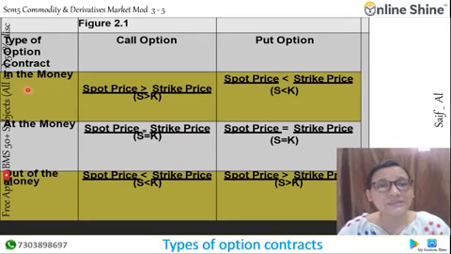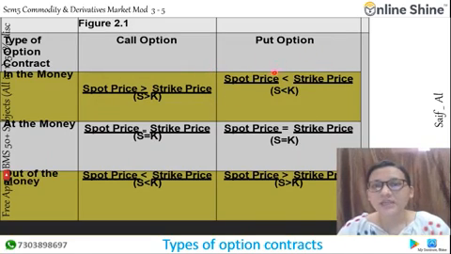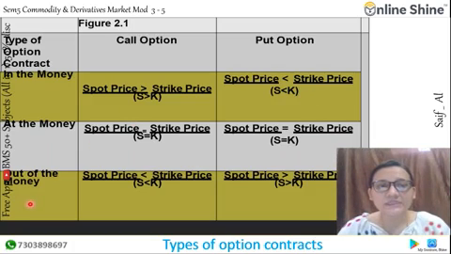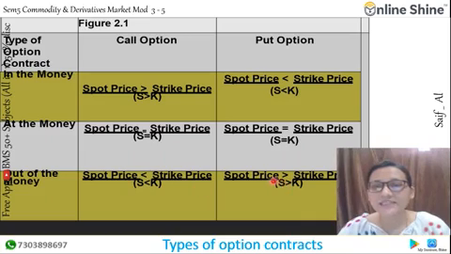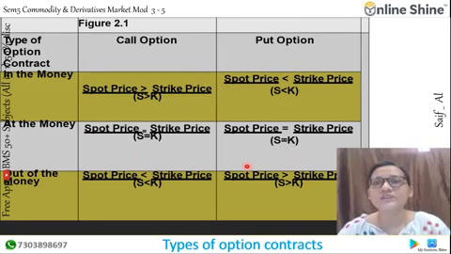But in the money, in the call option, the spot price, the market price, is higher than the strike price, and in the put option it's the opposite: spot price is less than the strike price. And out of the money is where the spot price is less than the strike price in the call option, and higher than the strike price in the put option. So it is just the converse of each other in call option and put option.